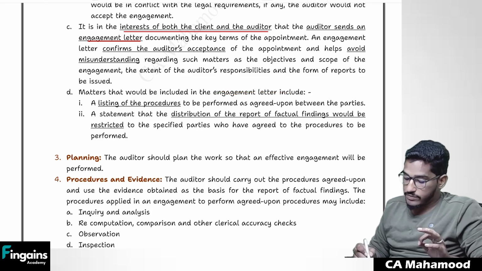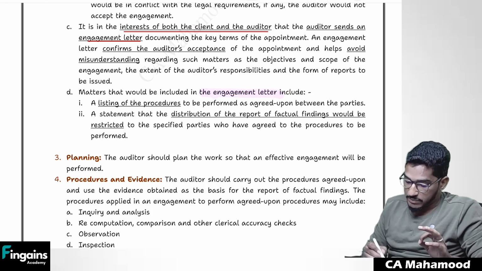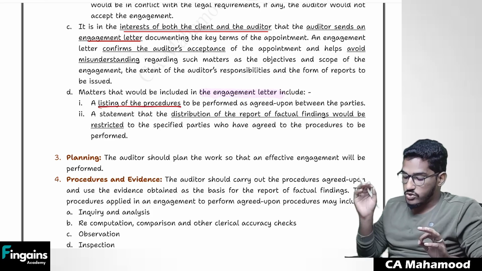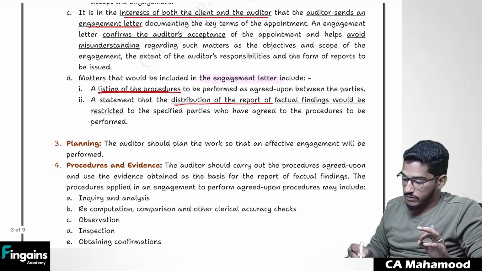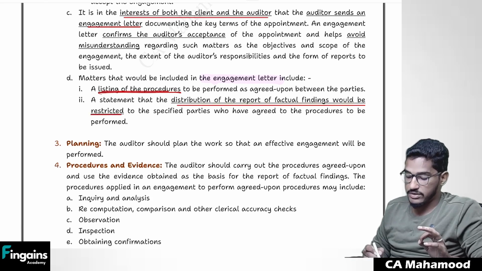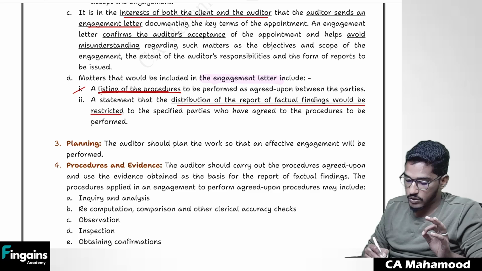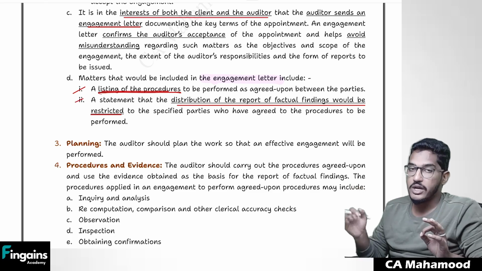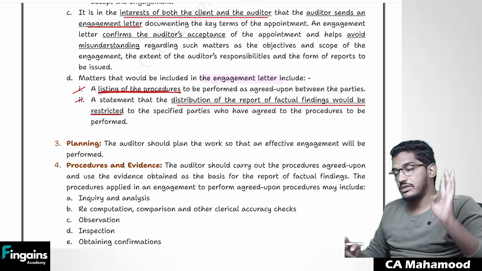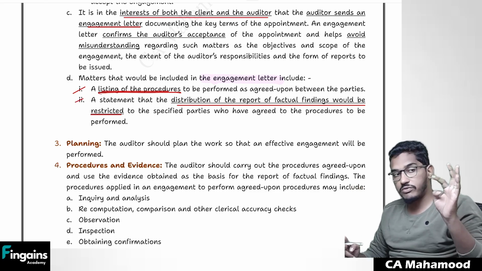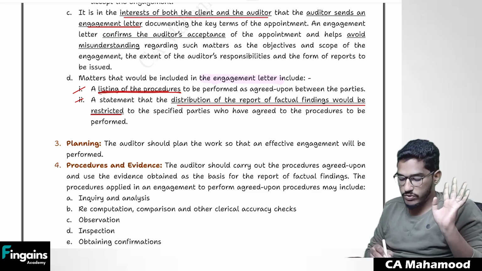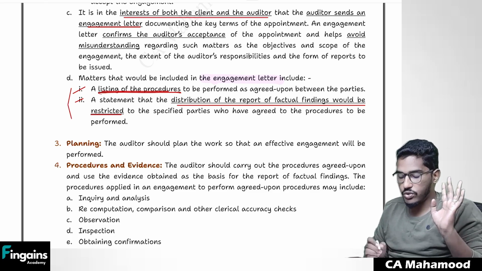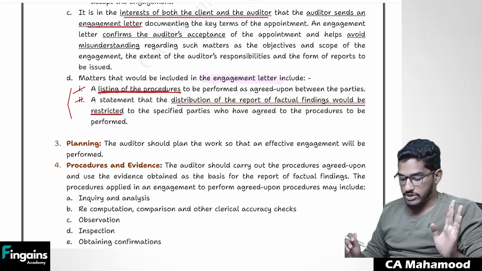And particularly in your engagement letter, some specific matters you should not miss out. What are the most important things which you should not miss out in the engagement letter? Number one, listing of the procedures. So basically what procedures you are required to perform, all those procedures you have to list out, and a statement that distribution of the report of factual findings would be restricted clearly. That means these 2 points you should not miss in the engagement letter. So 2 things: one, what procedures you are expected to perform, and to whom the report will be circulated, to whom the report will be distributed. These 2 are going to be very, very important. These 2 should not be missed out in the engagement letter.